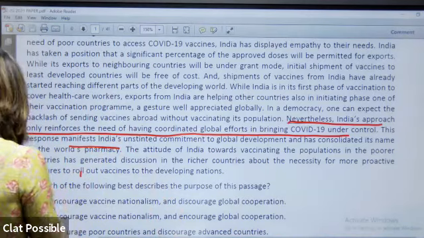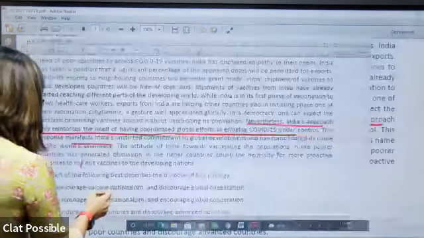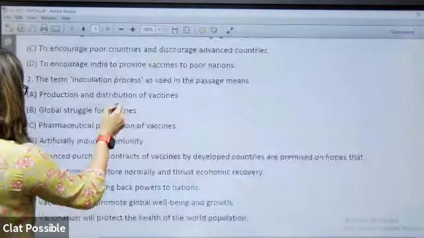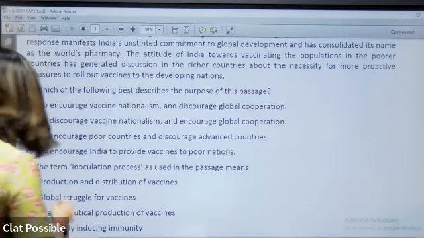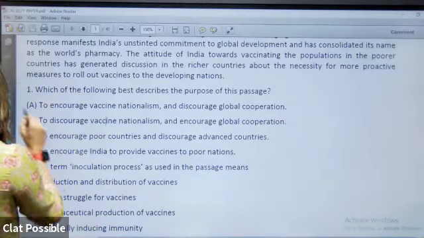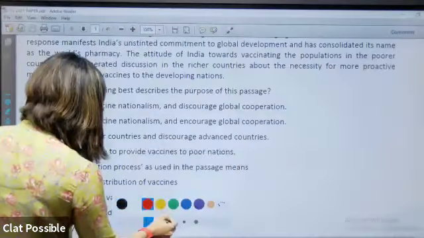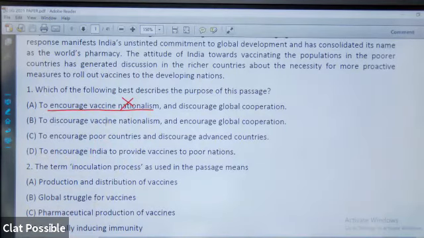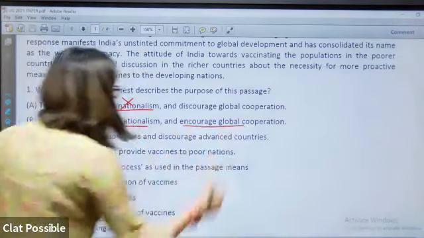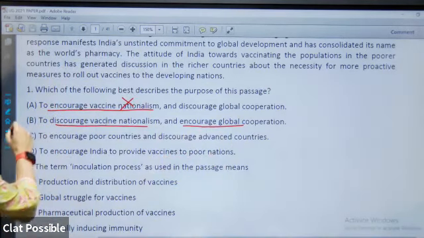So if we go to the questions. The first question is, which of the following best describes the purpose? Naturally, the purpose of this passage is to talk about a global effort, which we underlined here, to battle COVID-19. So naturally, the passage has to talk about the global effort. To encourage vaccine nationalism, no. Vaccine nationalism is what the author is talking against. How advanced countries are talking about vaccine nationalism, hoarding it. It is to discourage vaccine nationalism and encourage global cooperation, as you can see from the parts that I underlined. So that will be option B.